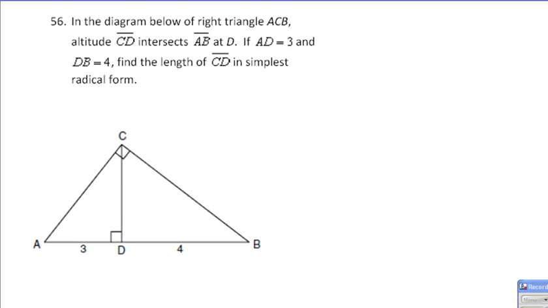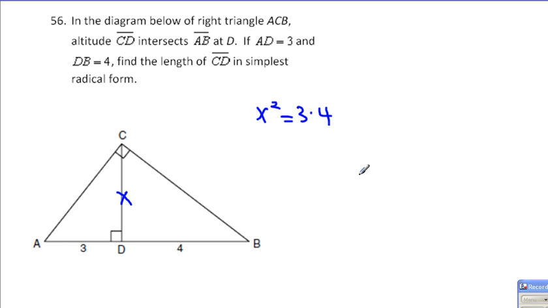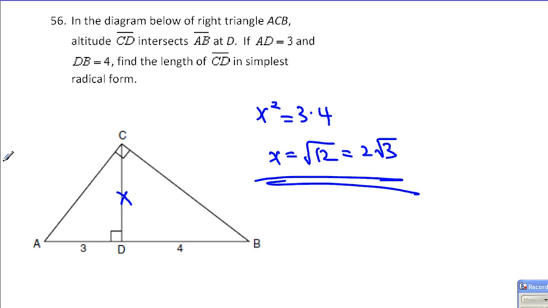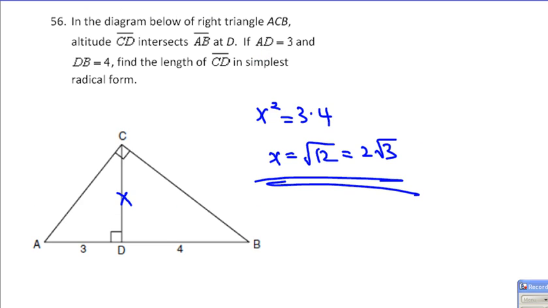Here we have, they want us to find our CD. Why don't I call this one x? Then we get to have x squared equal to 3 times 4, where x must be equal to square root of 12. But when you simplify this one, this becomes 2 radical 3. There it goes. Our answer is that.